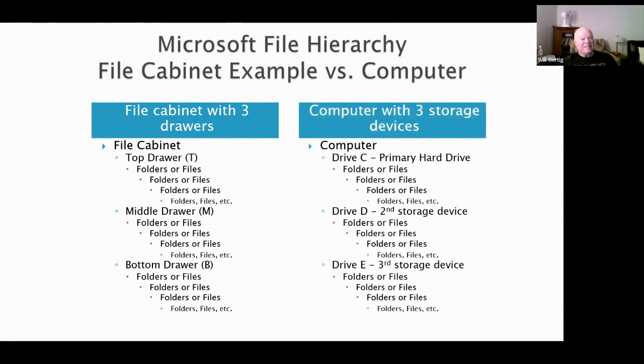A computer is similar in storage. It uses a hierarchical storage practice where you've got the computer, a primary hard drive, a secondary storage device, and a third storage device. Okay, so if I were to equate this, the file cabinet and the computer are the same thing. The top drawer is equivalent to the primary hard drive. The middle drawer is equivalent to the second storage device, drive D. And the bottom drawer is associated with drive E. So you kind of get an idea that having paper and having a computer is very similar.